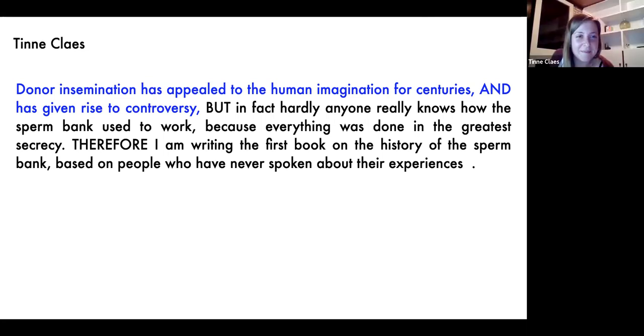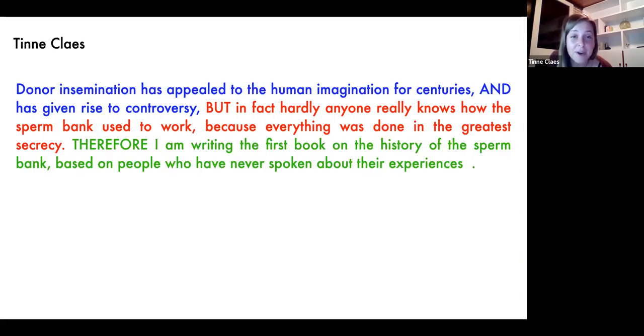Donor insemination has appealed to the human imagination for centuries and has given rise to controversy. But in fact, hardly anyone really knows how the sperm bank used to work because everything was done in the greatest secrecy. Therefore, I am writing the first book on the history of the sperm bank based on interviews with people who have never spoken about their experiences before.